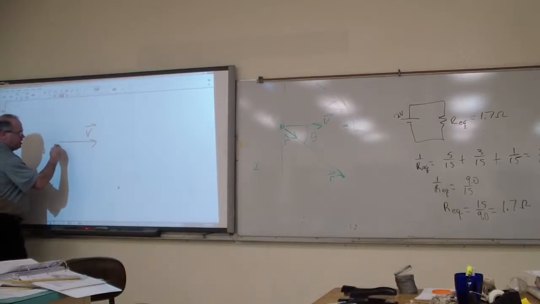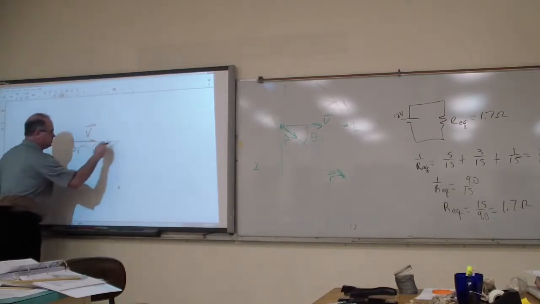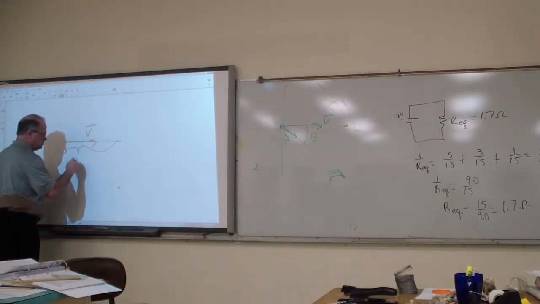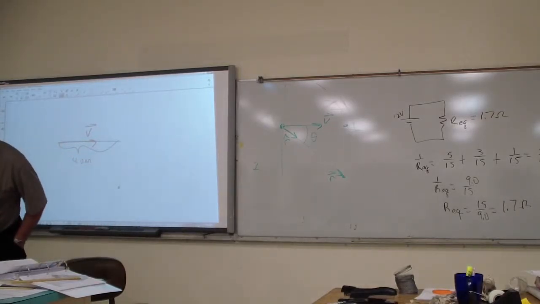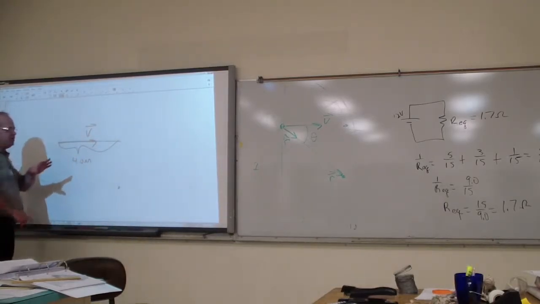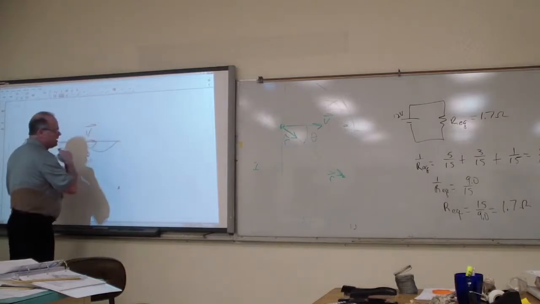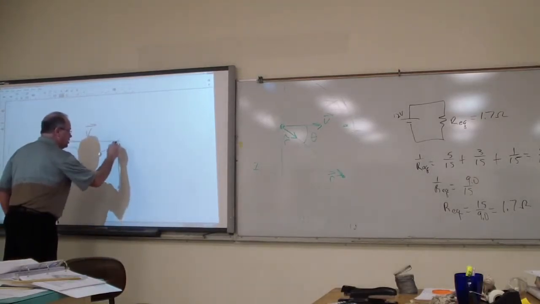And you know from here to here is going to be, how much is this? Is it 4 meters? Yeah, I think it's 4 meters, right? We're going to do the Pythagorean anyway, so the negative doesn't matter. And this is going to be 3.